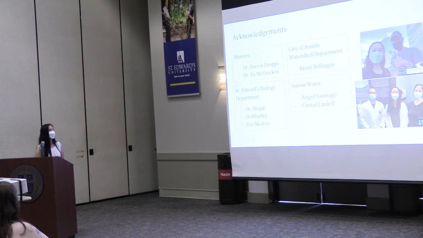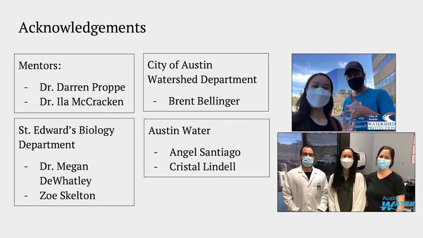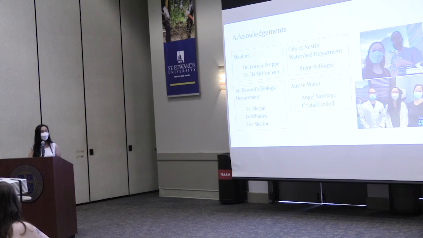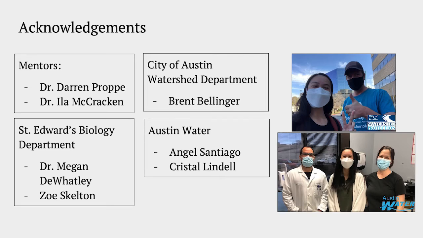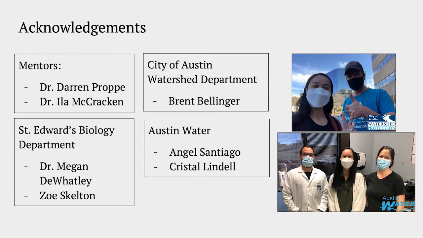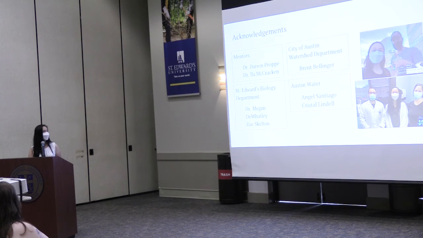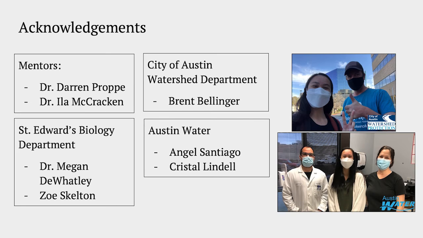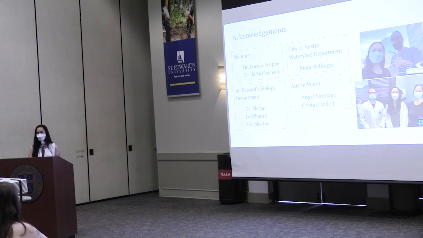And for acknowledgements, I wouldn't be able to complete my honors project without all these lovely individuals here. My mentor, Dr. Croquet, as well as Dr. McCracken, and then the City of Austin Watershed Department. So Brent provided some materials for me to measure water quality parameters, and also guided me in knowing which streams are more popular for the public, since the watershed department didn't look at creeks but mainly at lakes, so it added data for them. And then Austin Water, Angel and Crystal, helped me measure the cyanotoxins, because it's very expensive to measure on my own, so they were very helpful in measuring that for me.